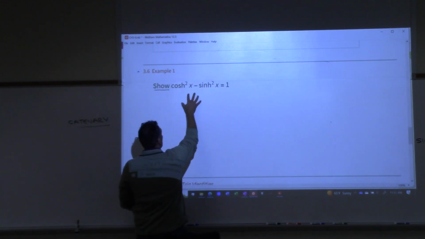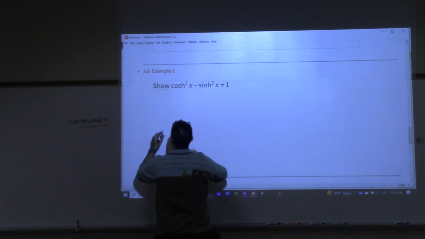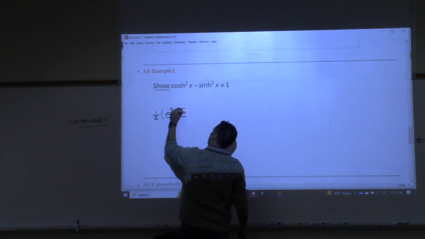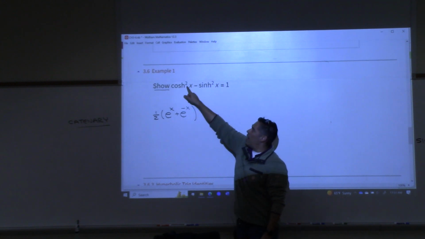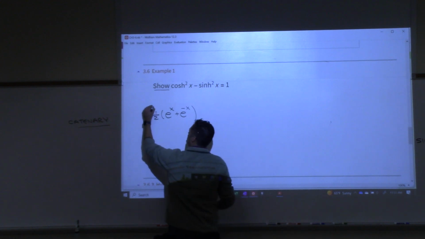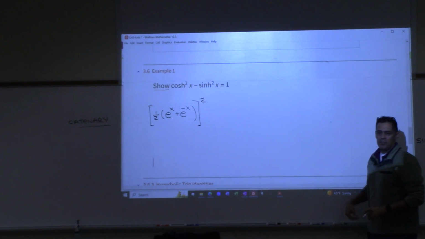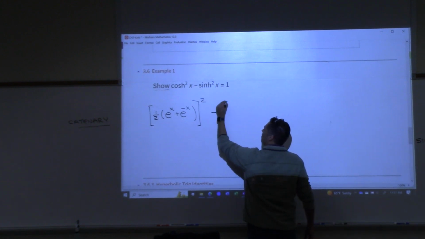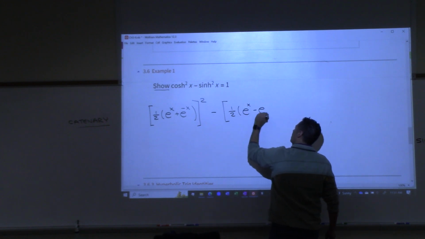So I'm going to start with the left-hand side. I'm going to write both of those down like this, and then I'm going to see if I can turn it into 1. So first I'm going to write down cosine hyperbolic, which is this. Does everyone agree that's cosine hyperbolic? Yes, because it's plus. But I need to square it, right? So I'm going to take that thing. I'm going to use a bracket, even though I personally would prefer to use parentheses, just so you understand that that's the hyperbolic cosine function being squared. I'm going to subtract from that. Now I'm going to square the sine hyperbolic, which is 1/2 e to the x minus e to the negative x.